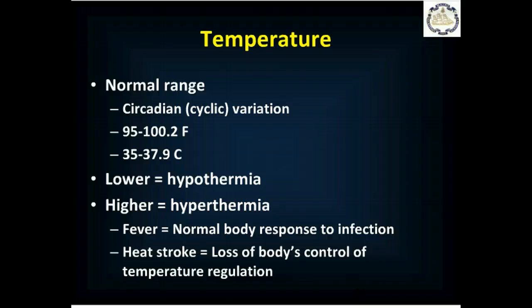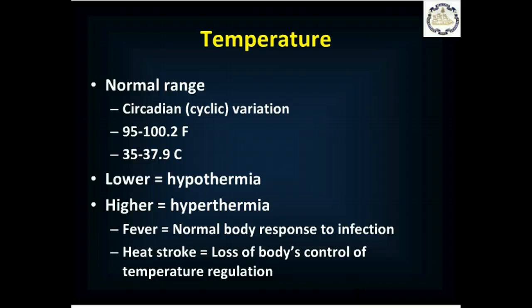In heat stroke, your body loses its control of temperature regulation, and there the temperature goes up and up and up. And we see this in our patients who are high on stimulants. So when we had our bath salts epidemic, our very sick patients were coming in with temperatures above 110 degrees Fahrenheit.